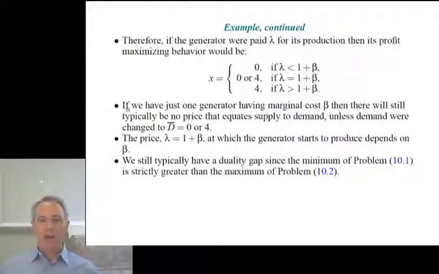If we had just one generator and it had marginal cost beta, then there will still typically be no price that equates supply to demand, unless the demand happened to be equal to 0, not very interesting, or 4. The price 1 plus beta at which the generator starts to produce, of course, depends on beta. So we'll still typically have a duality gap, since the minimum of problem 10.1 will be strictly greater than the maximum of problem 10.2, the dual problem.